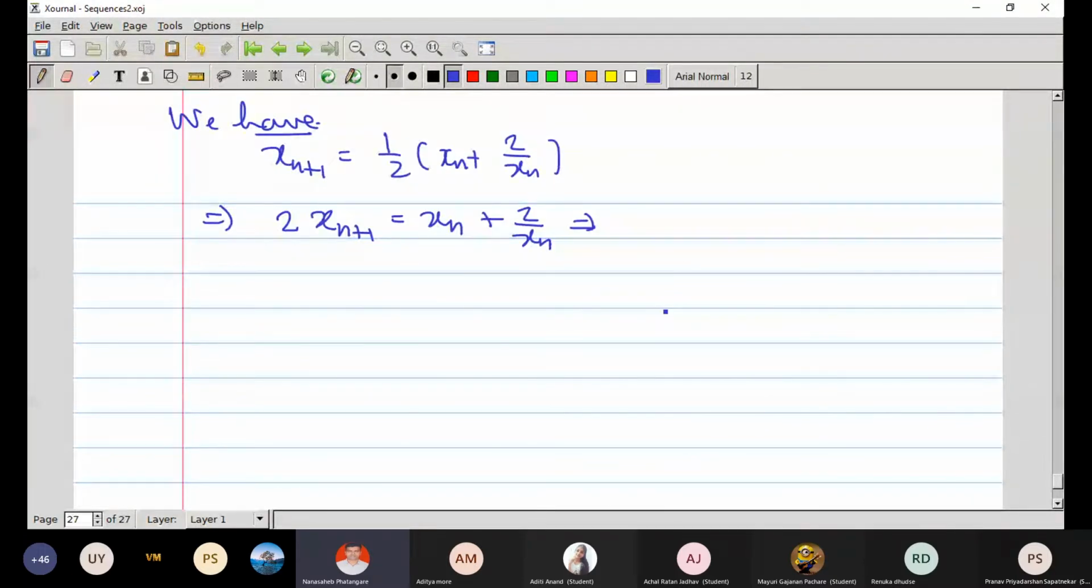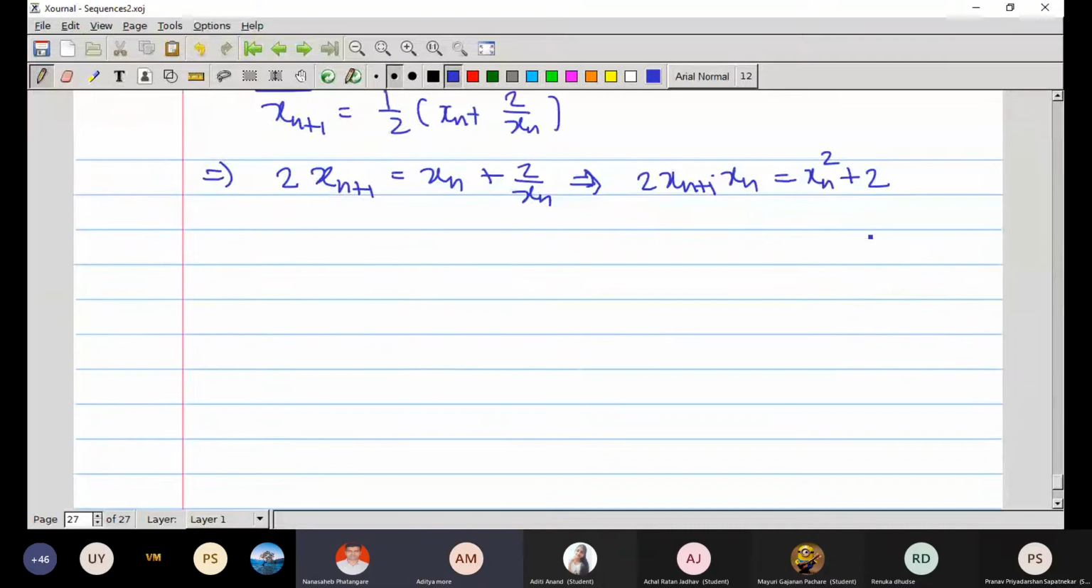Okay, so simplify further. Multiply both sides by xn. I am looking at a particular xn. So 2 times xn plus 1 into xn is equal to xn square plus 2. You check the calculation. If I am going wrong, please inform me. Right? Yes, sir. xn square minus 2 times xn plus 1 into xn plus 2 is equal to 0.